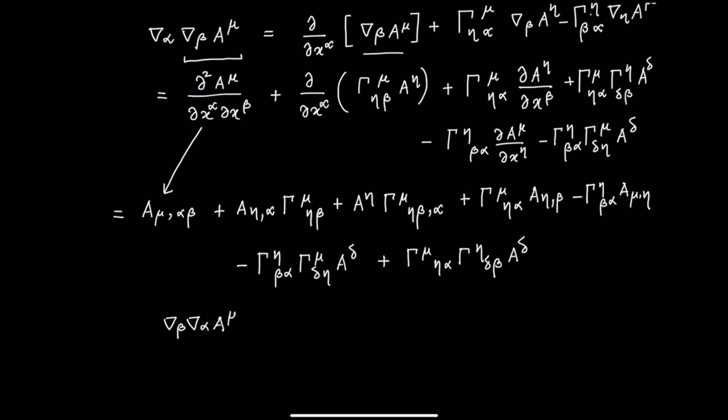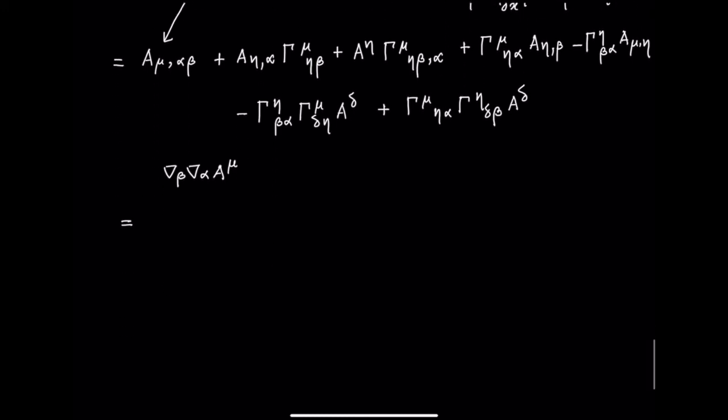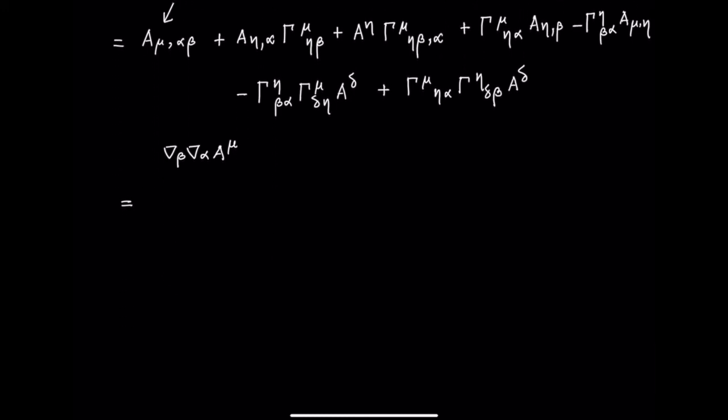This is the quantity that we are interested in. All I have to do here is to interchange alpha with beta and write down the same thing. Now the first term, if I interchange alpha with beta, nothing happens. Its partial derivatives commute. So I'll just write it that way.